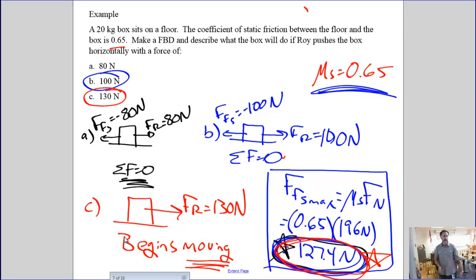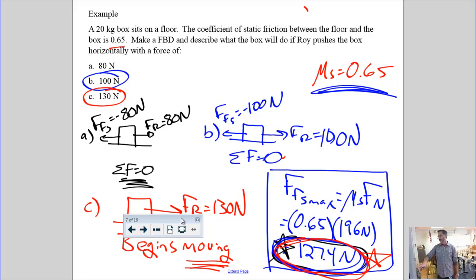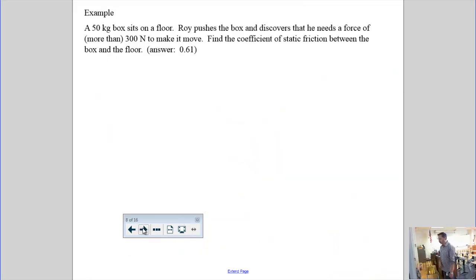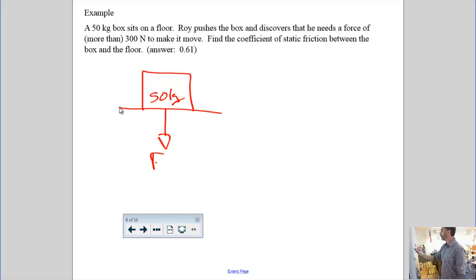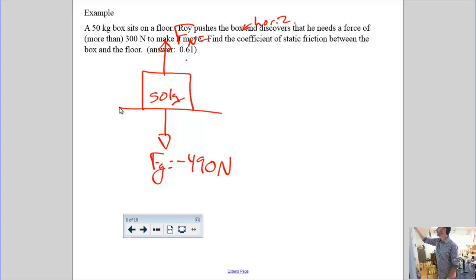Now, before we get to kinetic friction, we've got to do one other real quick thing, which is this. Sometimes we've got to go the other way. So let's do this example. This time we've got a 50 kilogram box sitting on a floor. Let's draw it, 50 kilograms, and put in our force of gravity. 50 times 9.8 is going to be negative 490 newtons. Roy pushes the box, presumably horizontally, and discovers he needs a force of more than 300 newtons to make it move. Since he's just pushing horizontally, my normal force is going to be 490 newtons. Here's my force of Roy.